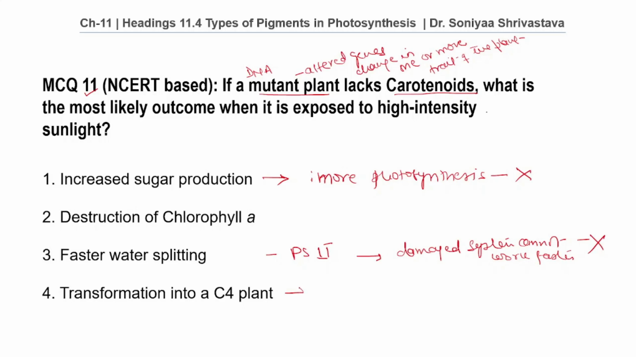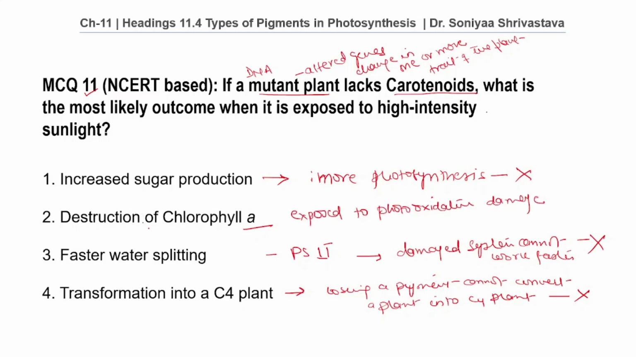Transformation into C4 plant. C4 photosynthesis depends on specialized anatomy and genetic adaptations. Losing a pigment cannot convert the plant into a C4 plant. So this option is also wrong. Now coming to the destruction of chlorophyll A. Carotenoids act as a protective pigment. We have already seen that carotenoids are the plant's natural sunscreen. Without carotenoids, chlorophyll A is exposed to photooxidative damage. So this is our answer.